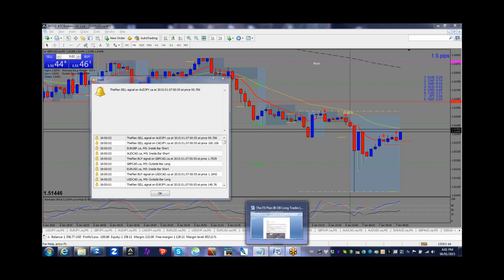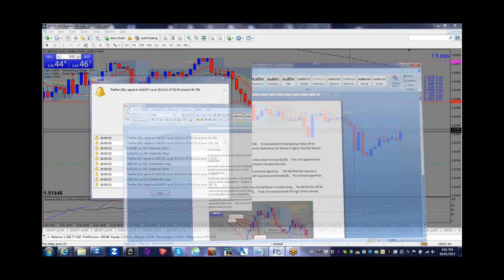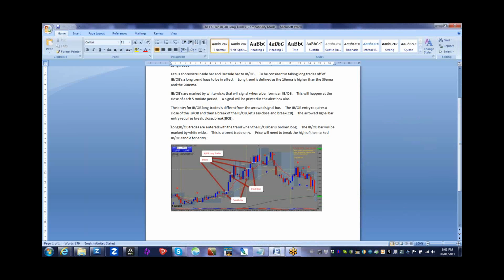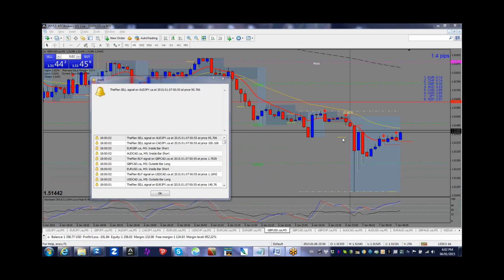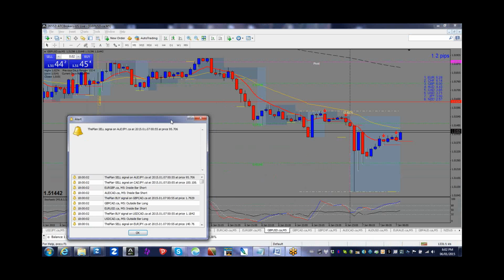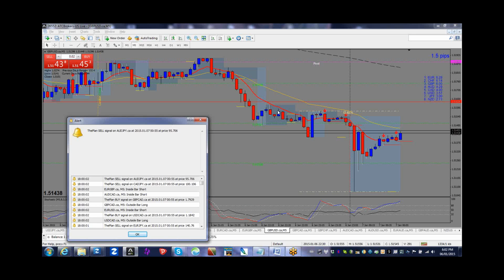Another thing was I was going through these documents. Now you mentioned something about these wicks. There's these white wicks that form. Yeah, the inside and outside bars are marked by white wicks that will signal a bar. But for some reason, I don't have them on mine. Oh, yes, they are. I can see them. They're all white. The tails are all white. The tops and bottoms of every inside bar and every outside bar is marked with a white wick.